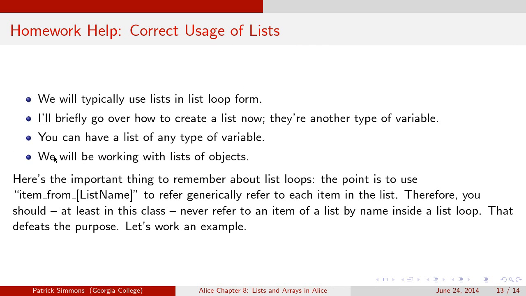Now, you can have a list of any type of variable. I'm going to go over how to create a list now. They're just another type of variable, and you can have a list of any type of variable. Can you have a list of lists? Well, in normal programming, yes. In Alice, you're not going to do it, at least. What we're going to be working with are lists of objects. So if you recall, an object in Alice is something like a bunny, or Alice Little, or an astronaut, something like that. And that's what we're going to have in our lists.